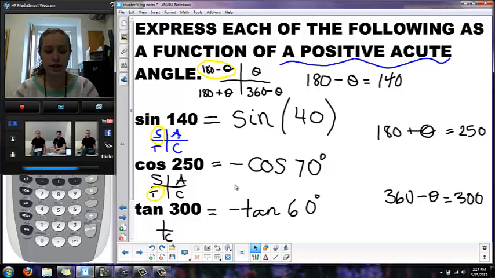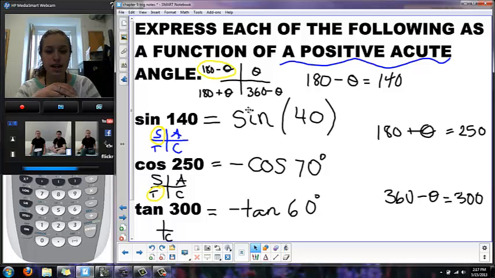So I know that this is a little bit confusing, but whenever it says that we need to express something in terms of a positive acute angle, all they're saying is we need to rewrite this bigger angle in terms of the smaller one that it's related to in the first quadrant. So you might see a question like this on a test. It might say, express the sine of 140 degrees in terms of the positive acute angle, and literally this would be your answer, the sine of 40 degrees.